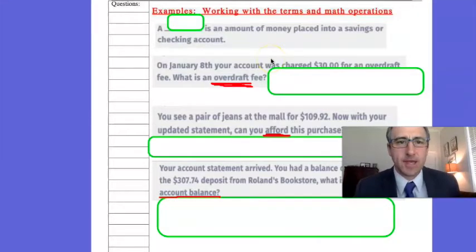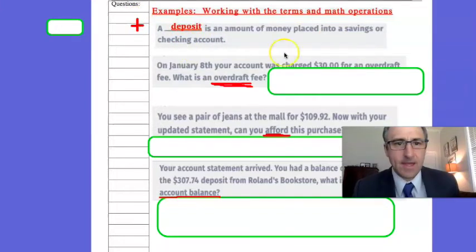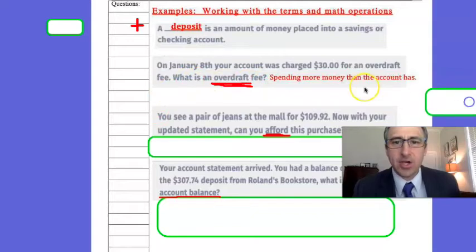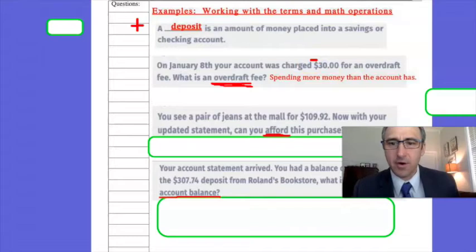Let's look at our first example. A deposit is the amount of money placed into a savings or a checking account. When we added money to the account, we made a deposit. Again, that was addition. Next, on January 8th, your account was charged $30 for an overdraft fee. That means that you spent more money than your account has. You're charged $30, so you're going to subtract $30 from your account.